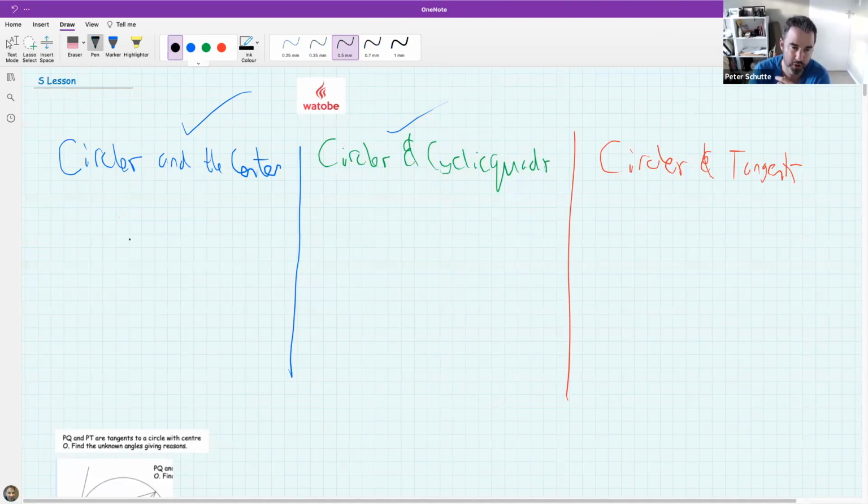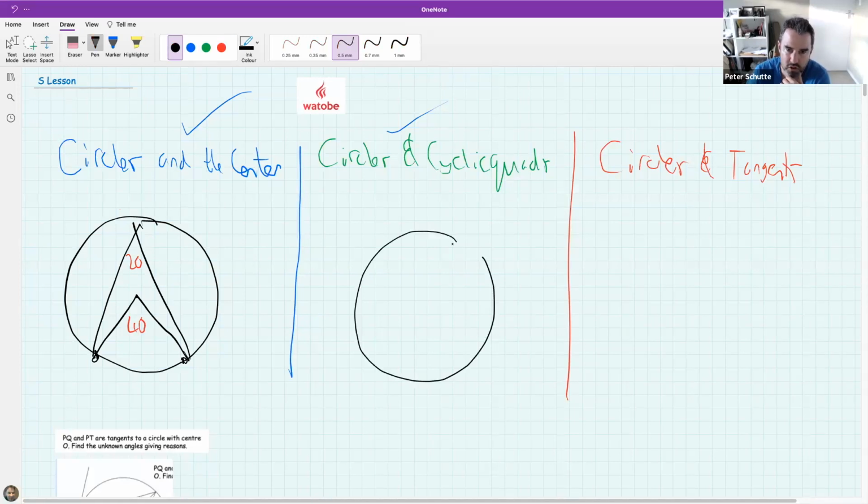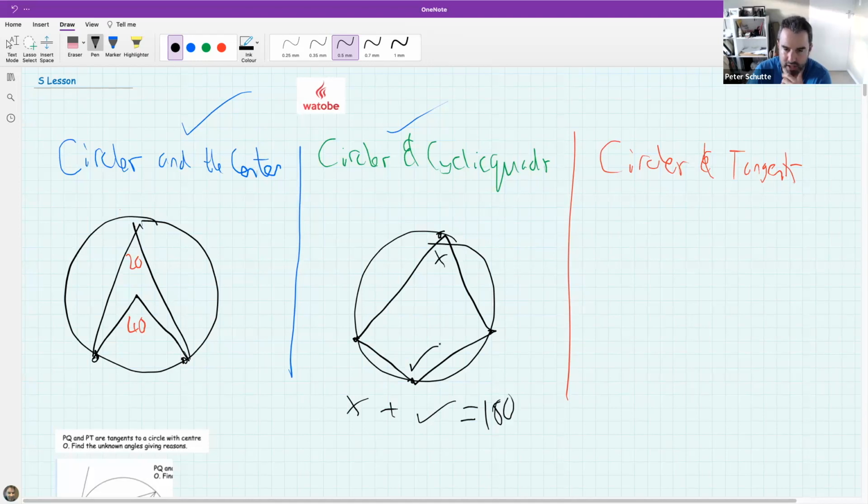center? So an example, one of the ones that deals with this would be like, if you have 2 points and they subtend an angle at the center, and then they subtend an angle at the circumference, well, the angle at the center is going to be double the size of the angle at the circumference. Whereas if we go to circles and cyclic quads, a cyclic quad is just a quad where its vertices are on the circumference. And we know that in a cyclic quad, opposite angles equal 180.